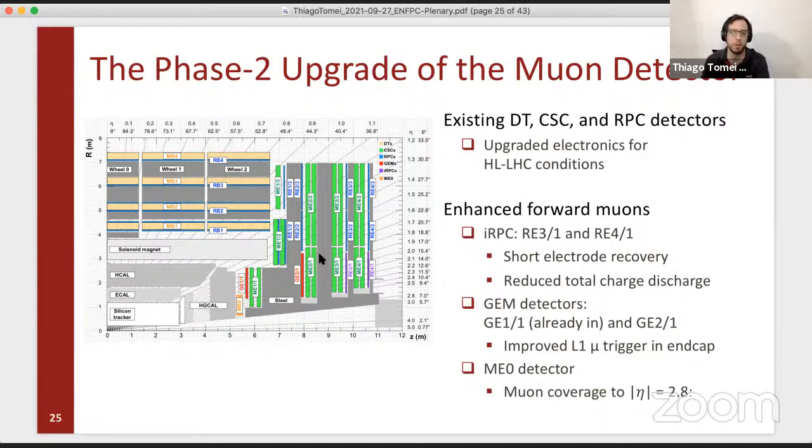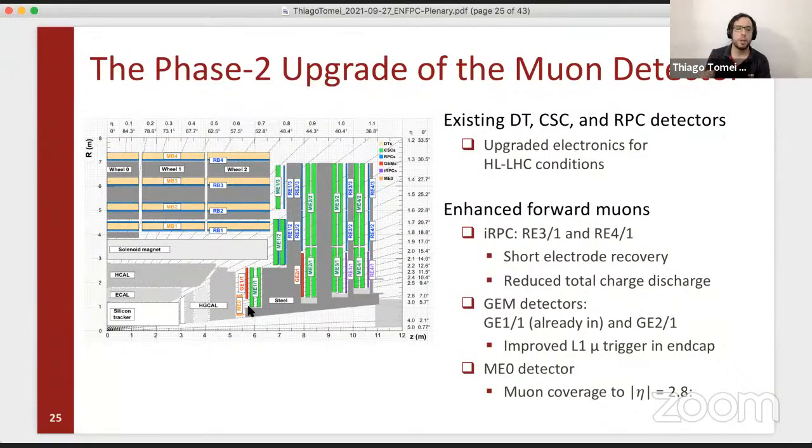So let me guide you through this plot of the geometry. First, we'll have improved RPCs, here in purple, that will give us more redundancy. What's improved? They have short electrode recovery and reduced total charge discharge, so they actually have better timing resolution, which will help in the reconstruction. Then we also have GEM detectors. We have GE11 and GE21 here in red, which again give better redundancy in the endcap region.